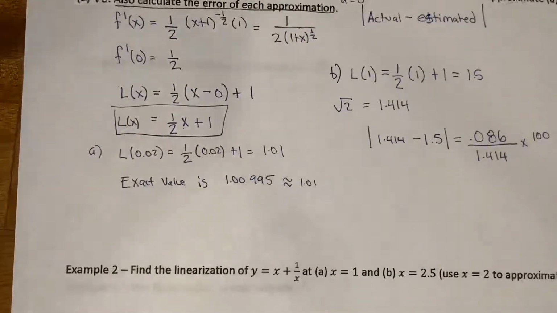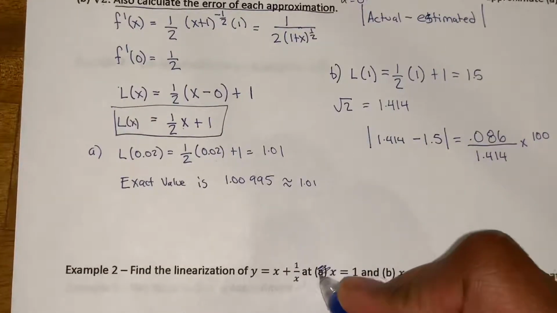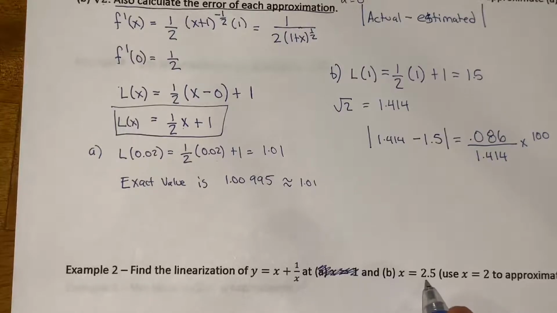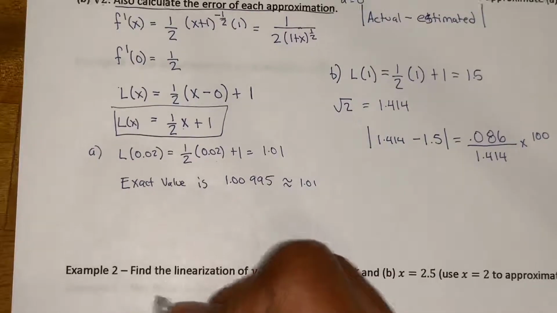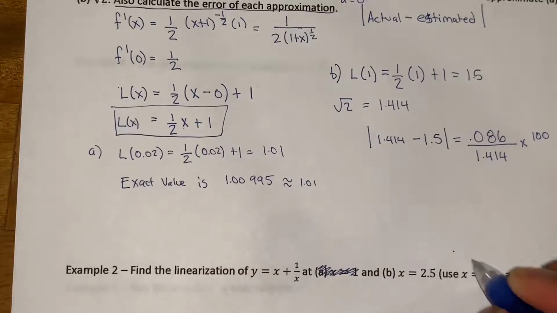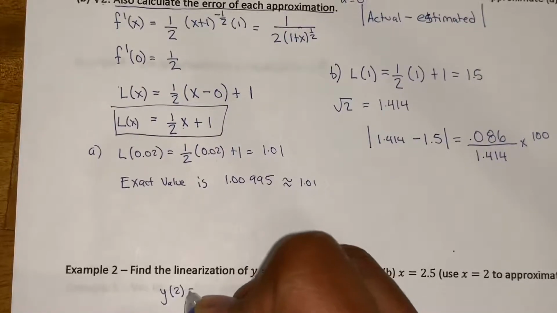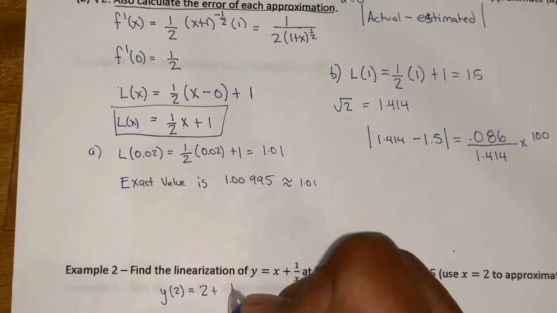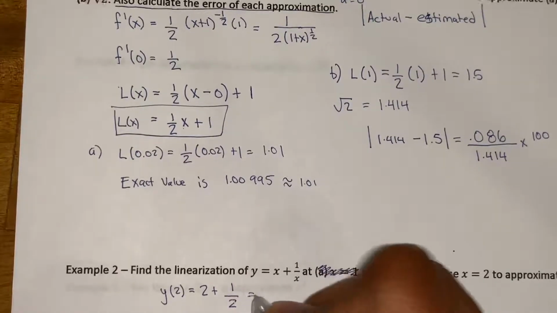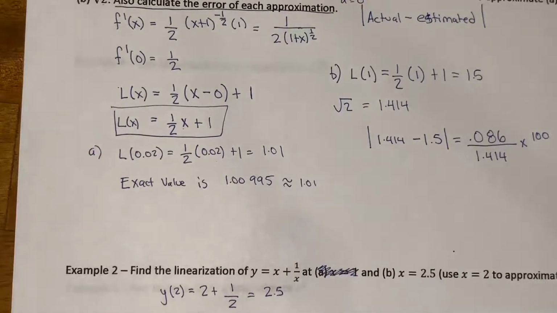For example 2, we're just going to take out part A and jump straight to using x equals 2 to approximate 2.5 for this. First, again, we need the y value when x is 2. So y of 2 is 2 plus 1 over 2, which is 2.5.